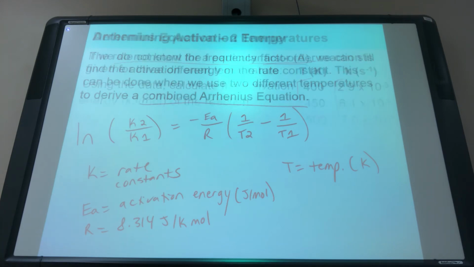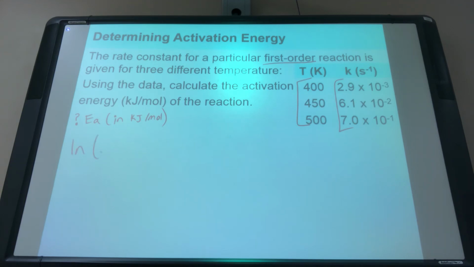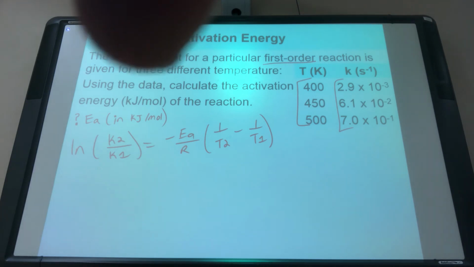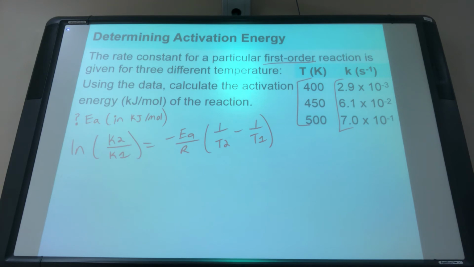All right, so now that we figured out the equation that we're going to use, ln K2 over K1 equals negative EA over R times 1/T2 minus 1/T1. Okay, now we can plug things in. I only need 2 temperatures and 2 Ks. It doesn't really matter which ones I use. In my chart, they gave me 3. So it honestly doesn't matter which ones you pick, you just need to pick 2. For me, it just seems easier to pick the first 2.